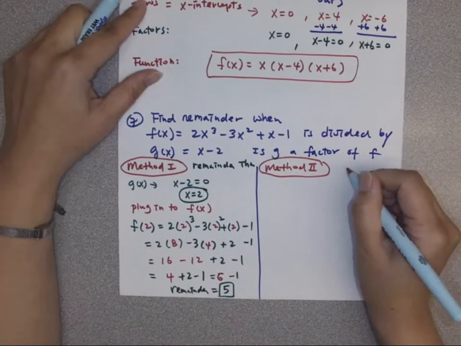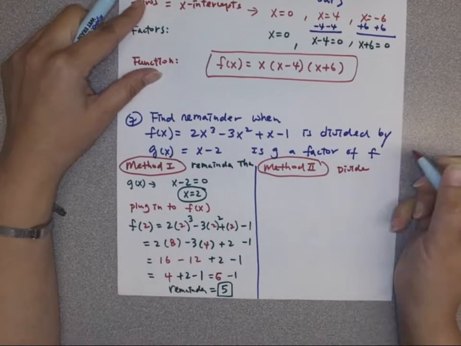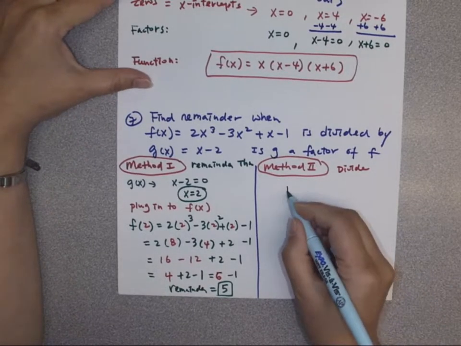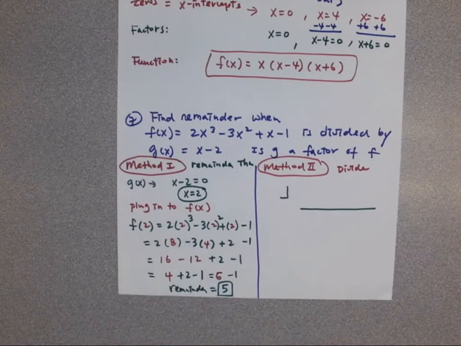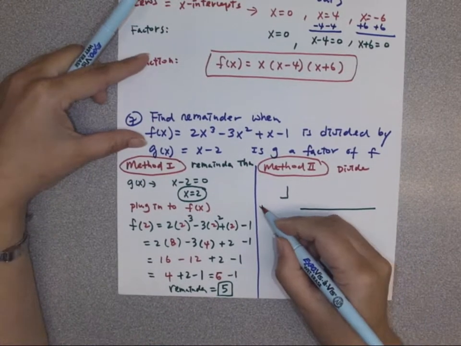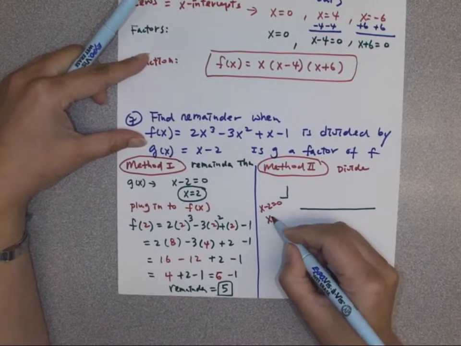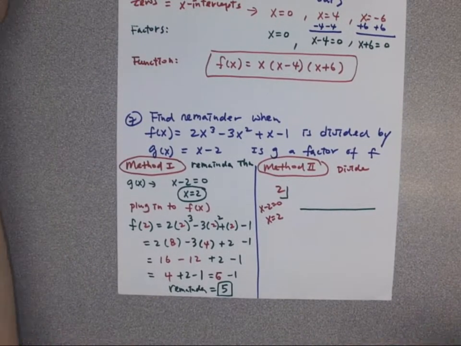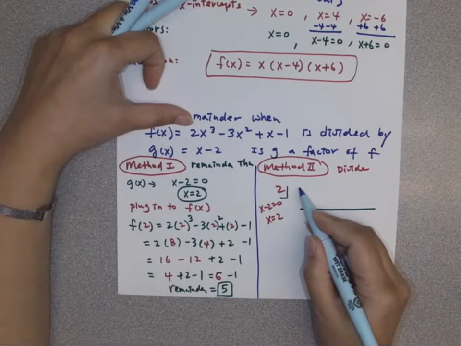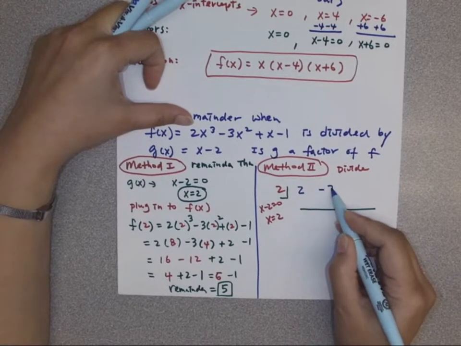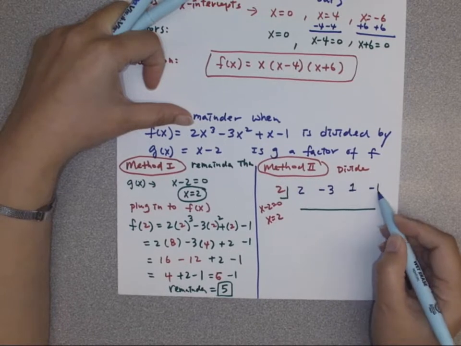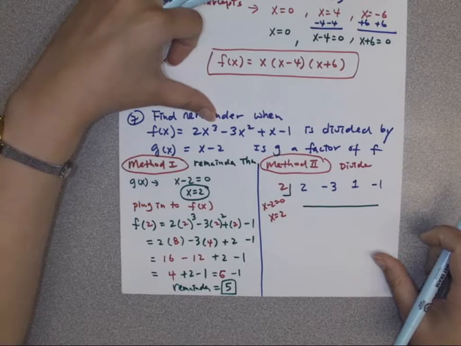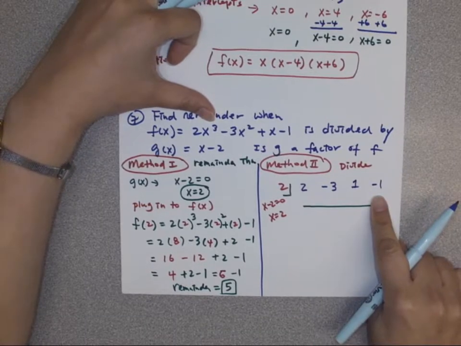The other way is division. And looking at this question, we can do synthetic division. So let's try that. First, we use the g of x, the divisor. We solve for x minus 2 equal to 0, x equal to positive 2 goes here. And then we have our dividend, write down the coefficients. So 2, -3, 1, and -1. So they're in descending order, and they didn't skip any term, so we can just write down the coefficients.